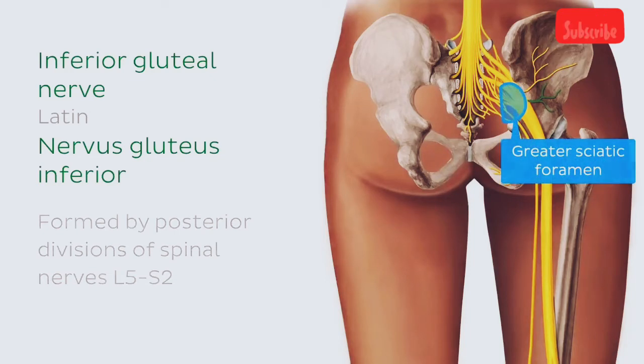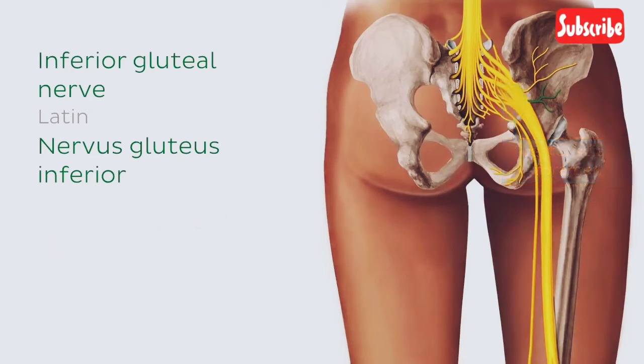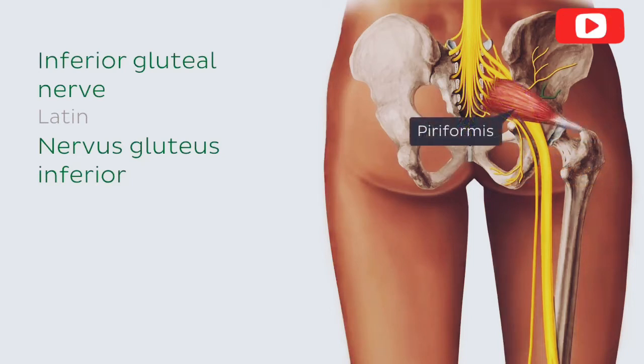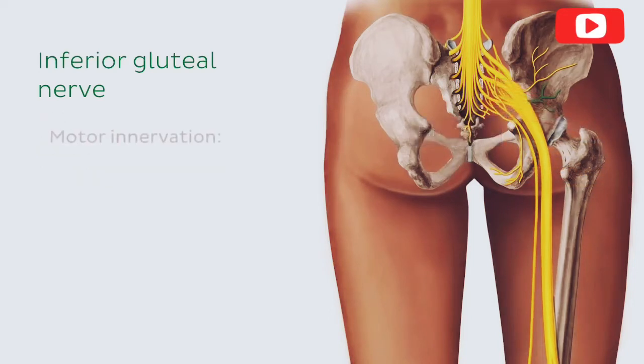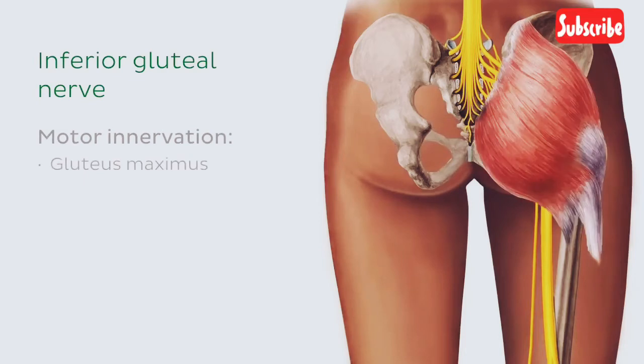However, like the sciatic nerve, the inferior gluteal nerve emerges below the piriformis muscle. This nerve provides motor innervation to the gluteus maximus muscle.